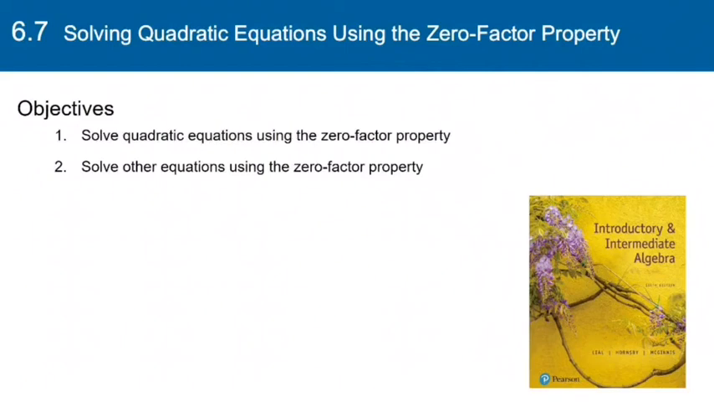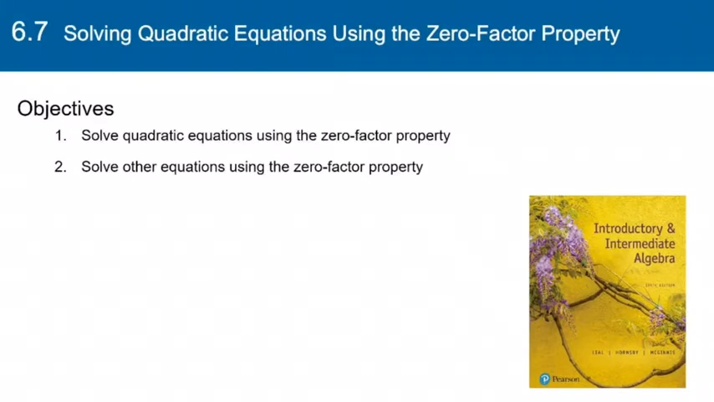Hey everybody, welcome back to Intermediate Algebra, and today we're in section 6.7 where we're going to be talking about how to solve quadratic equations using the zero factor property. So all through chapter 6 we've been learning how to factor polynomials, and now we're going to use that factoring to solve a new kind of equation called quadratic equations.